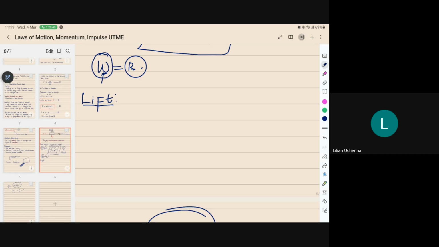Okay, weight, mass and normal reaction. Now I'm saying that if you have an object, Dauda, right? If you have an object this way, good. Let's say that this is you. This is Dauda. Are you slim or are you chubby? Which one?